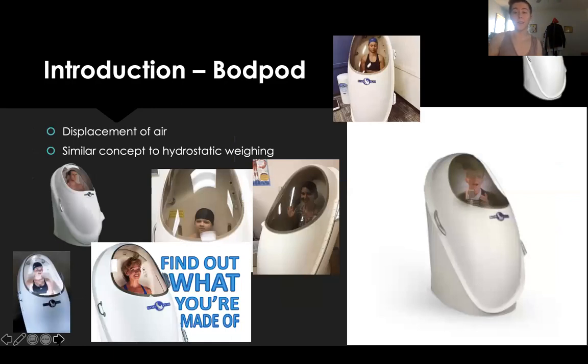BOD-POD, it does very similar things to hydrostatic weighing. It's just displacement of air instead of displacement of water, measures your volume basically. I really like the BOD-POD because it looks kind of funny when people are sitting in them. They look like they're in little spaceships. It's kind of cool.